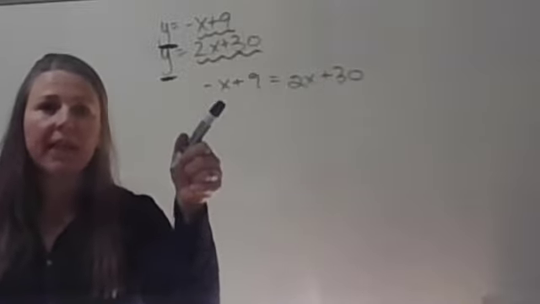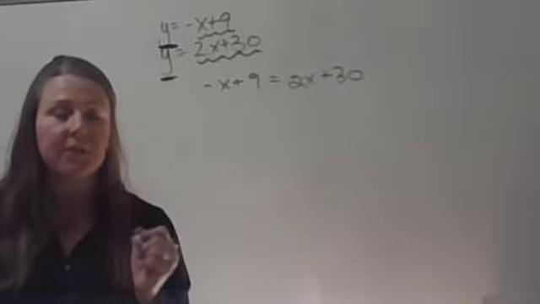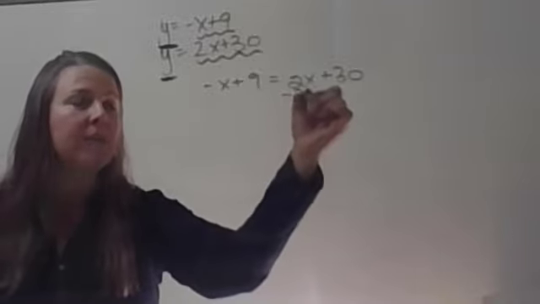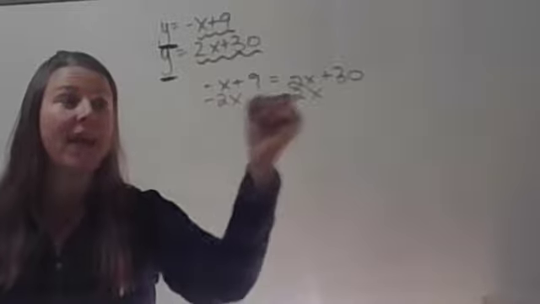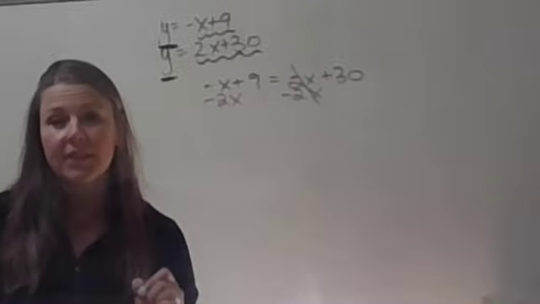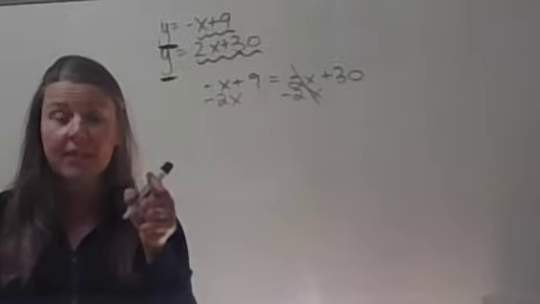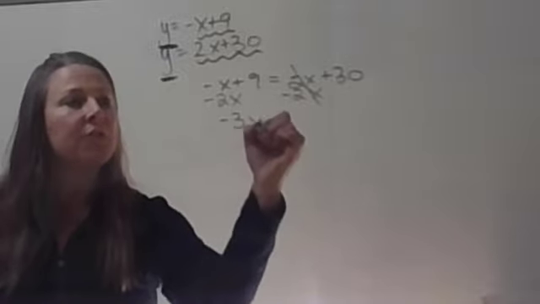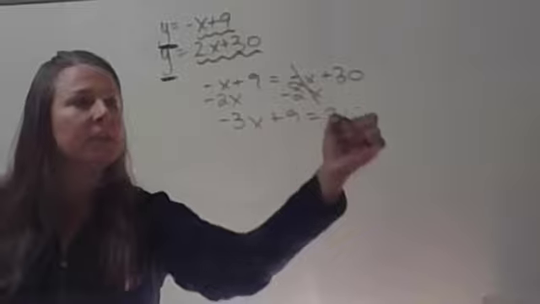So this is the place where you have 4 correct first steps. I really like my letters on the left, so I'm going to go ahead and subtract the 2x. That is not the only correct first step. So if you want to do something different, do that now and check up in a minute. So negative 3x plus 9 is equal to 30.